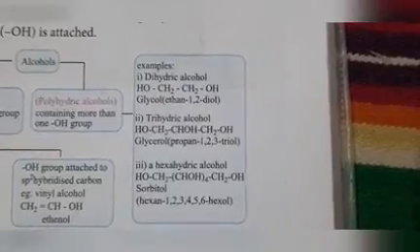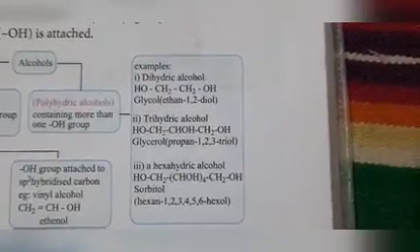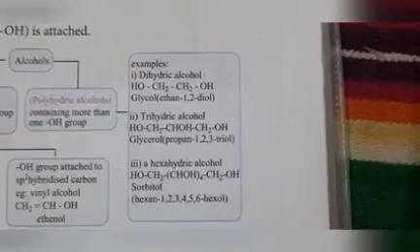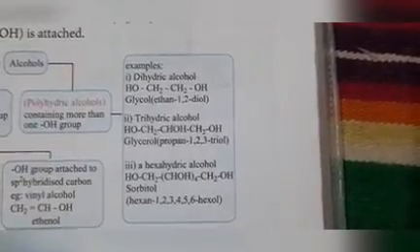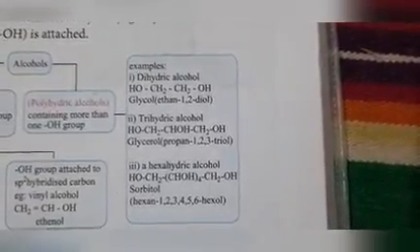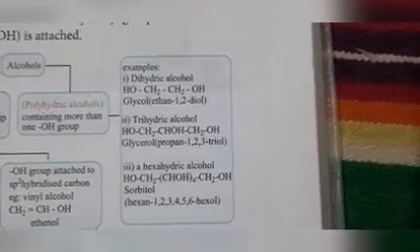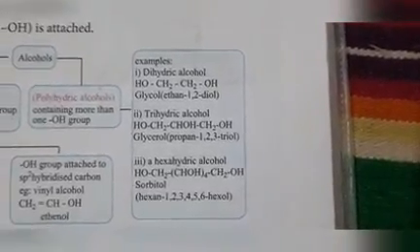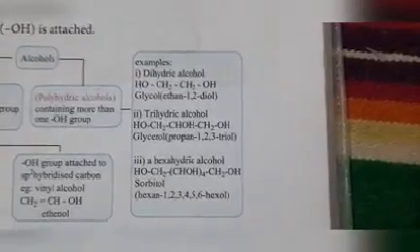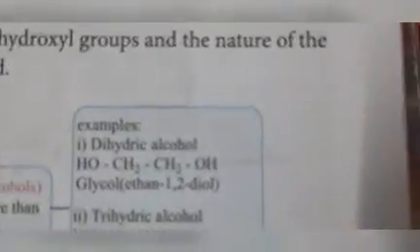Trihydric alcohol, tri means 3. So if one compound contains 3 OH, that is called trihydric alcohol. Next one, hexahydric alcohol. Hexa means 6. If one compound contains 6 OH, that is called hexahydric alcohol. For these 3 types, 3 examples are given.